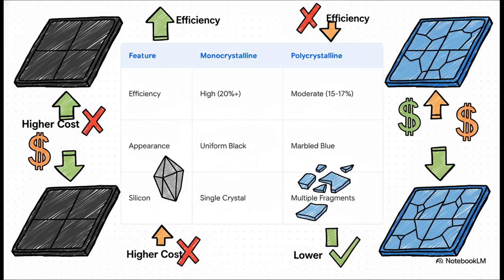On the other hand, you have poly panels. They're made from a bunch of silicon fragments all melted together, which gives them that classic marbled bluish look. They're a little less efficient, but they're also cheaper. It's that classic trade-off, right? Top-tier performance versus a better price tag.